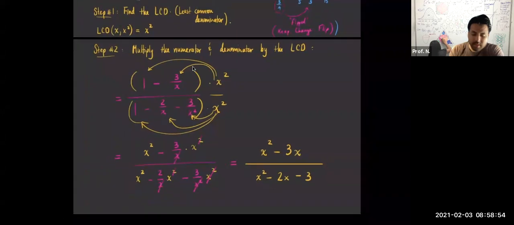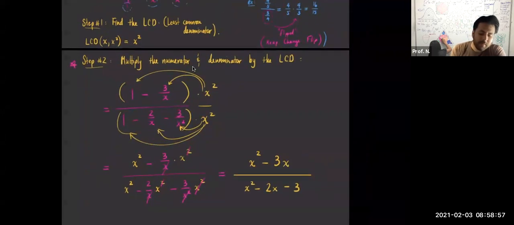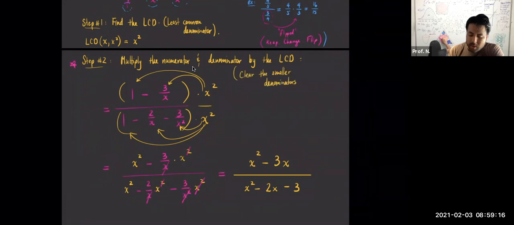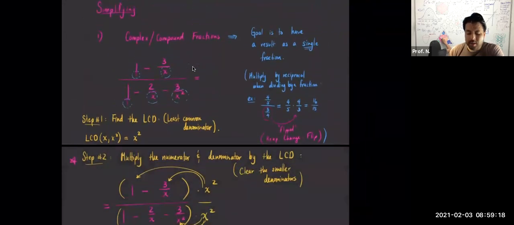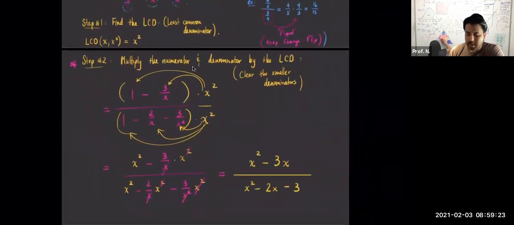So guys, this is an extremely important step. Step number 2 is multiplying by the LCD. And when I do so, I clear the denominator. The goal of this is to clear the smaller denominators. So in effect, I already completed my goal. I want this to be a single fraction. I did it. This is now a single fraction.